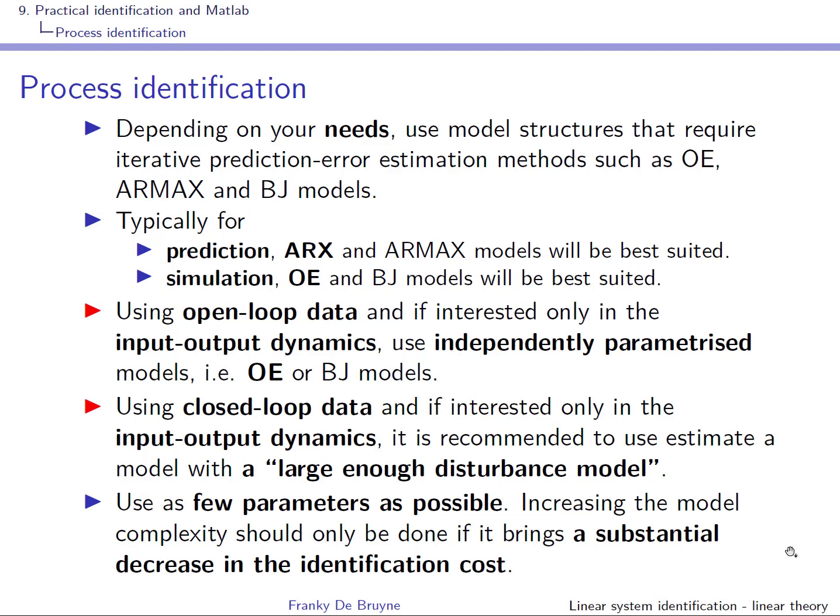This is because if you're using more parameters and the amount of data stays the same, the variance on the estimated parameters will be higher. Also, if you have a more complex model, the price you pay when using this model will also be higher, as we have seen previously.